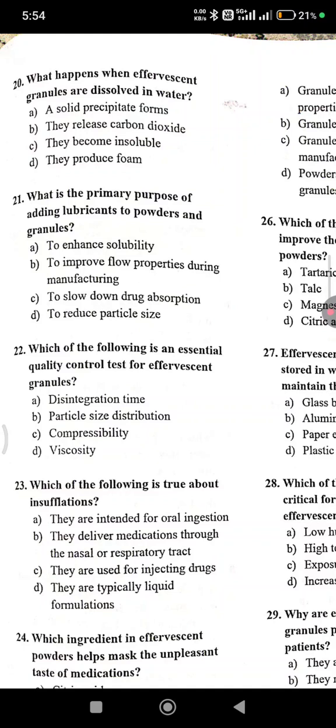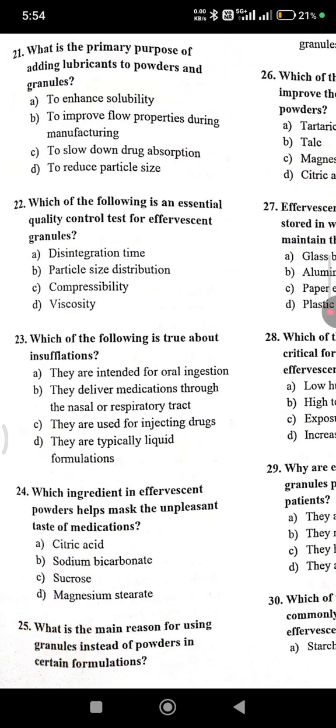Question number 23. Which of the following is true about insufflation? They are intended for oral ingestion. They deliver medications through the nasal and respiratory tract. They are used for injecting drugs, typically liquid formulations. Option B. They deliver medications through the nasal and respiratory tract.